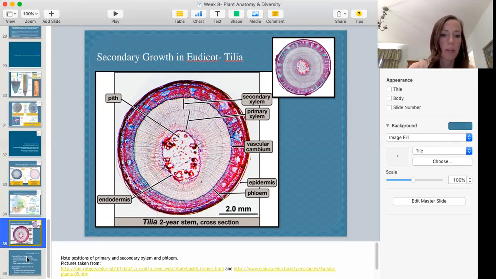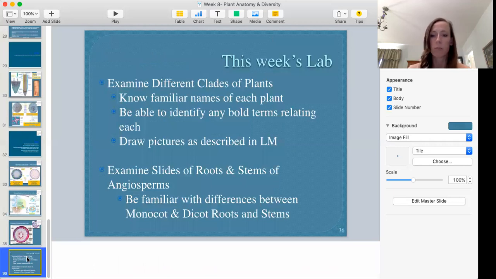And that is basically going to wrap up the talk for this week. So when you are in lab this week, we are going to be looking at the different clades of plants. We're going to have examples, hopefully, of mosses and liverworts and club mosses and all those guys. I'm not sure if we're actually going to be able to look at a lot of angiosperms this week, but if not, we will look at those in subsequent weeks. And then we're going to examine the slides of roots and stems of angiosperms and be able to tell the difference in those between the monocots and the dicots.